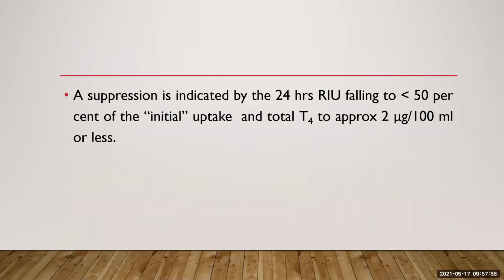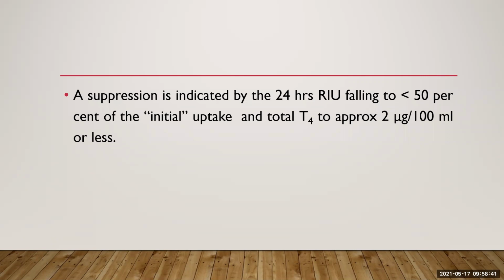A suppression in T3 production is indicated by 24 hours RIU falling to less than 50% of the initial uptake by the gland and total T4 of approximately 2 microgram per 100 ml or less. Okay, we are checking by giving an additional T3 into the blood. We are checking the ability of the thyroid gland to identify and suppress its production of T3 levels. If it is functionally doing this negative feedback mechanism, which is being checked. If T3 levels are very high, the thyroid does not need to produce any more T3. So that functioning is what we are checking here.